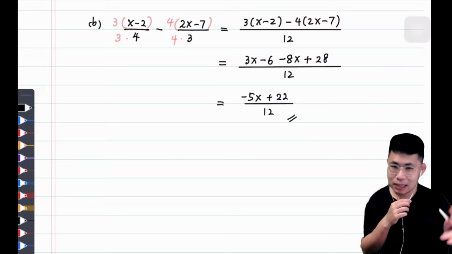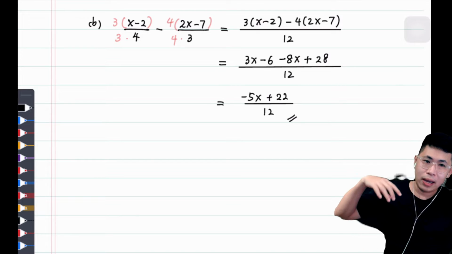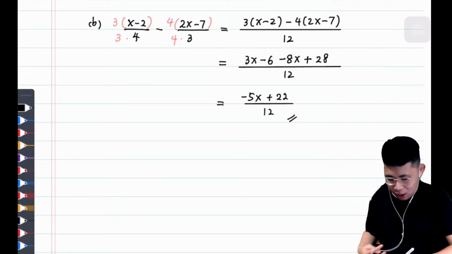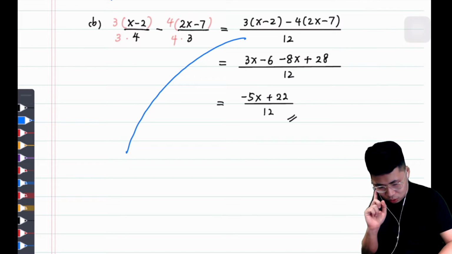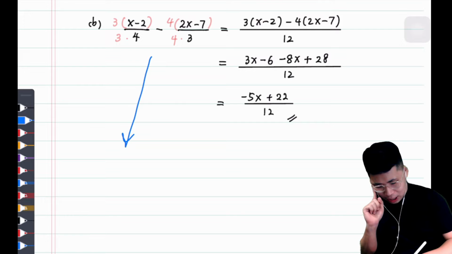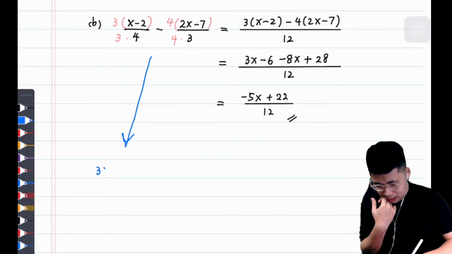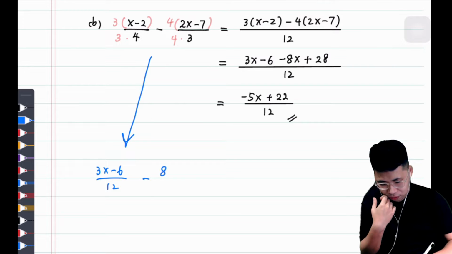Now, what happens if we expand first without combining? So this is what happens. Let's say you don't combine and you do this straight away. You're going to see something like 3x minus 6 over 12 minus 4x minus 28 over 12.